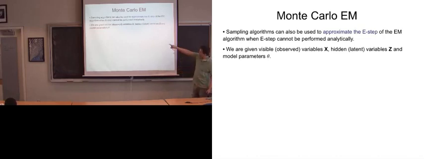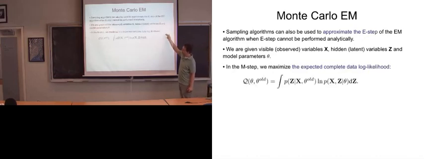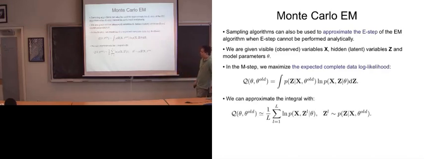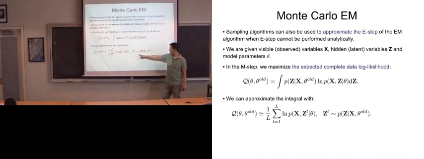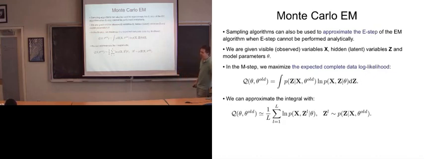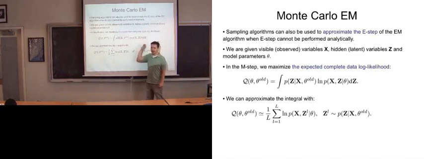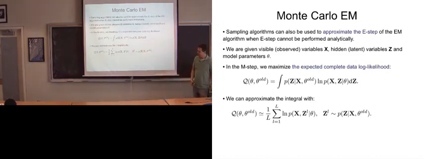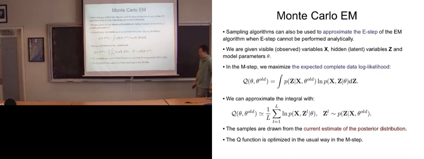So for example, if we are given an observed variable x, a hidden or latent variable z, and the model parameters, in the EM step, we're typically maximizing the expected complete data log likelihood, right? In principle, what we can do is approximate this integral this way, by drawing samples from the posterior. That would be a Monte Carlo approximation of the expected complete data log likelihood. So we're drawing samples from the posterior and averaging with respect to the joint. The samples are drawn from the current estimates of the posterior distribution, and then the Q function is optimized in the usual way.